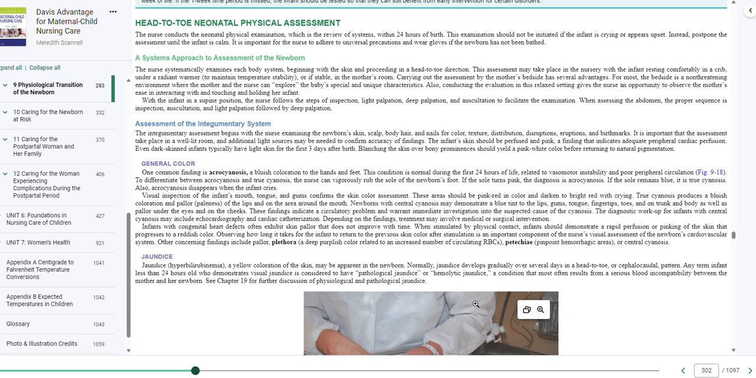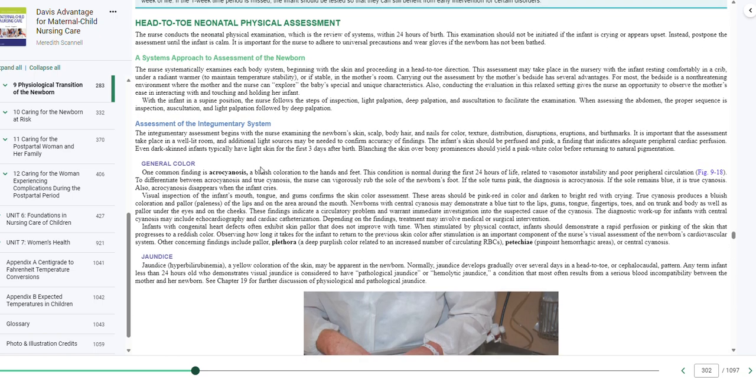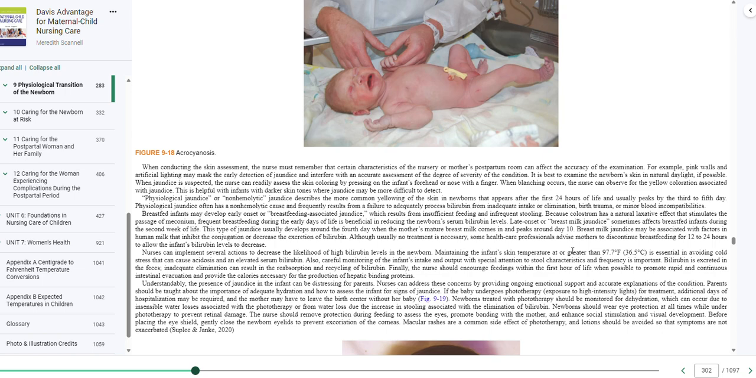All right, let's look at page 303. This is talking about the head-to-toe assessment, integumentary system, the different general color, jaundice. We've talked about all of this, right? Plethora is a deep purplish color, related to increased number of RBCs that break down under the skin. And then you have petechiae, which are pinpoint hemorrhagic areas on the skin. Okay? Just to be familiar with those terms.